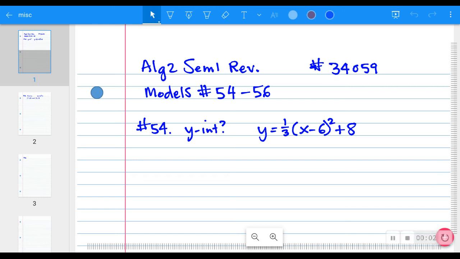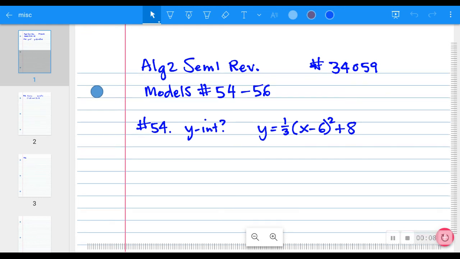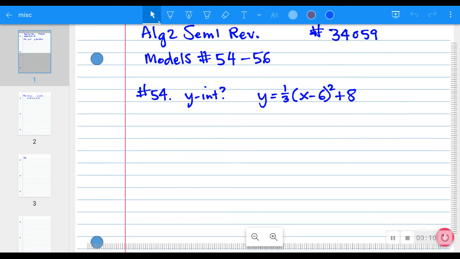Okay, welcome back to the Sem1 review. This time we'll look at 54 through 56. And in the first problem here, we're supposed to find the y-intercept.